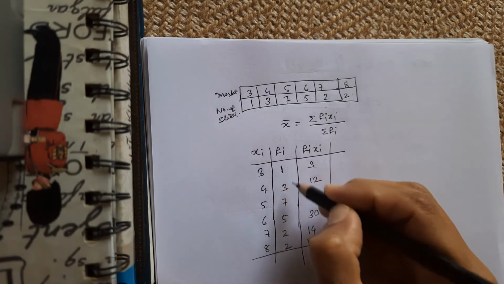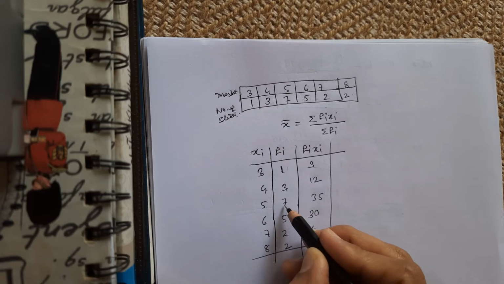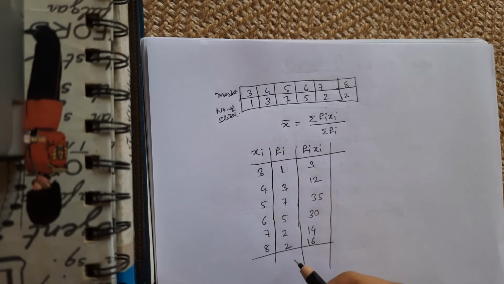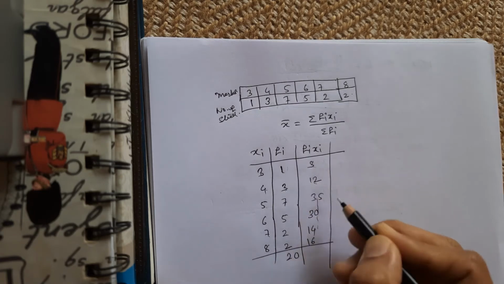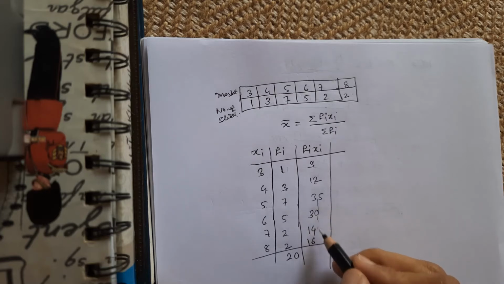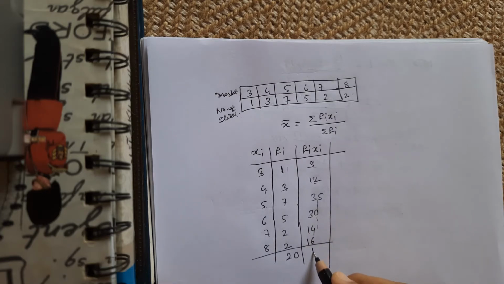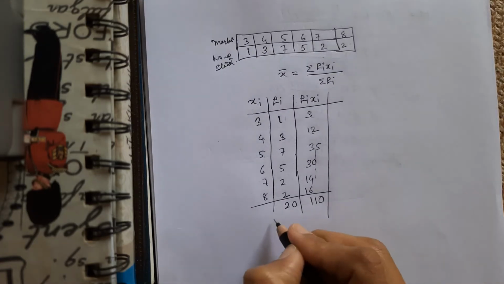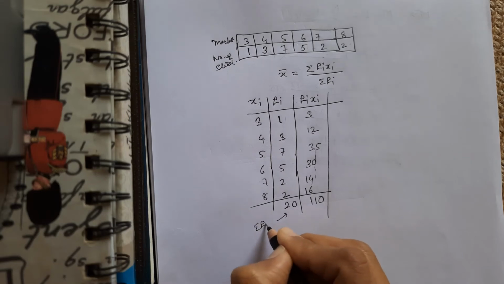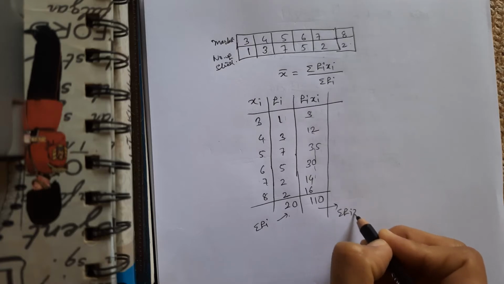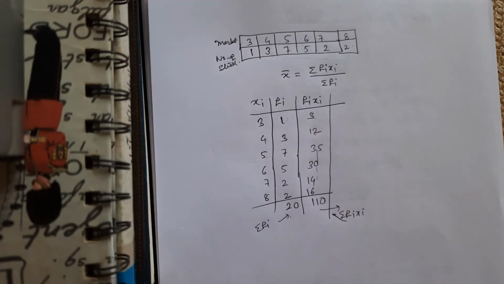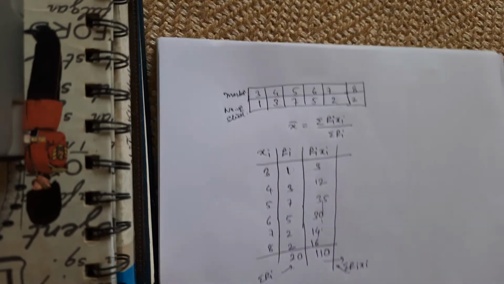And add these numbers. So 1 plus 3, 4, 10, 1, 2, 2, 4. So this total is 20. Similarly, add these numbers. 3 plus 12, 15, 15 plus 35, 30. Total is 110. Okay. So this is nothing but sum of fi, and this is nothing but sum of fi into xi.